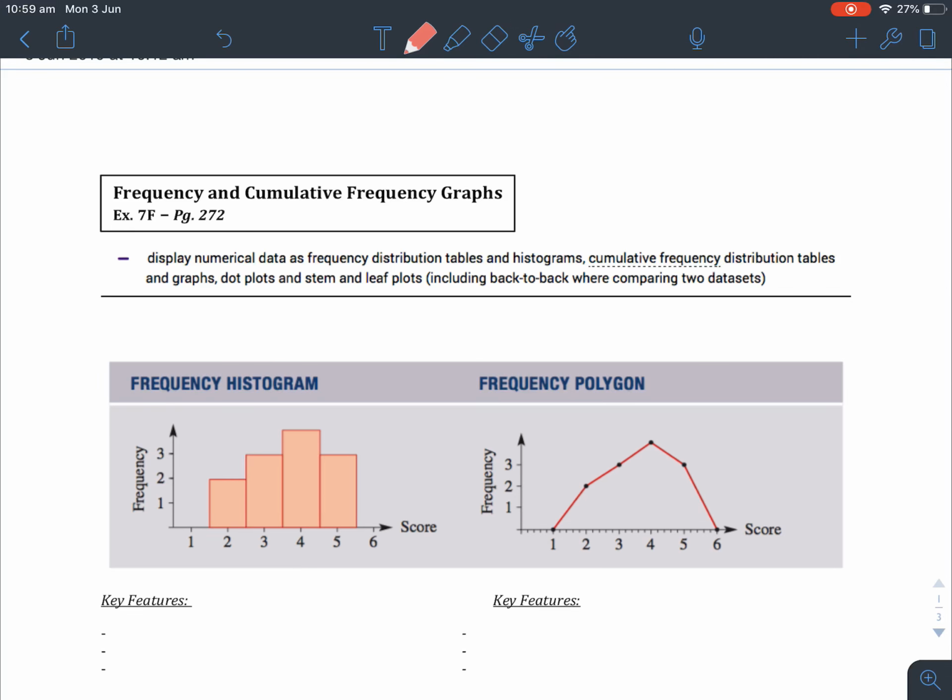This video is on frequency and cumulative frequency graphs. It matches up with exercise 7F in your textbook.